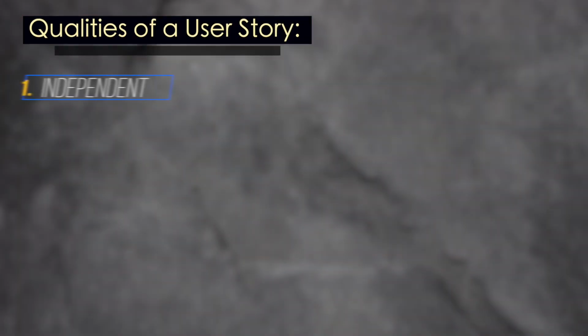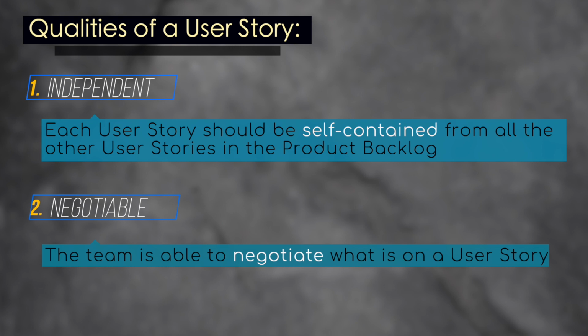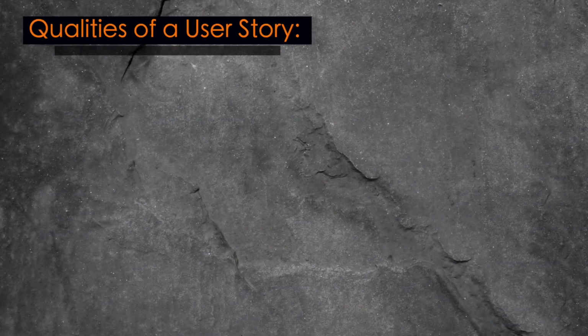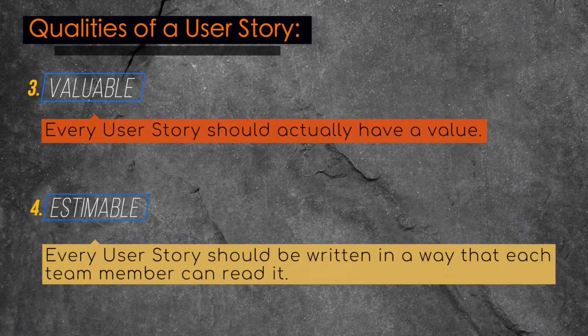Some of the qualities of a user story include independence, that is, each user story should be self-contained from all other user stories in the product backlog. Negotiability. This means that the team is able to negotiate what is on a user story. Value. This means every user story should actually have a value. And finally, the estimates. This means every user story should be written in a way that each team member can read it.